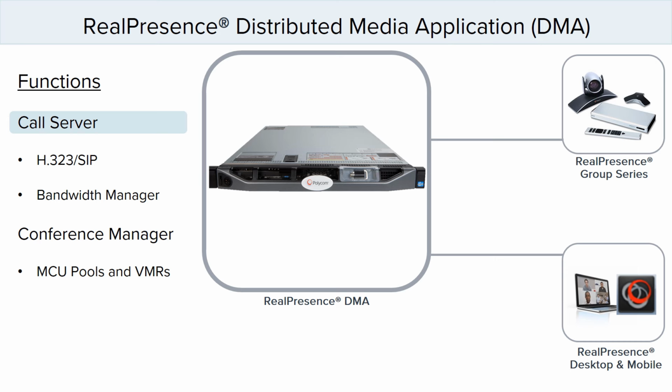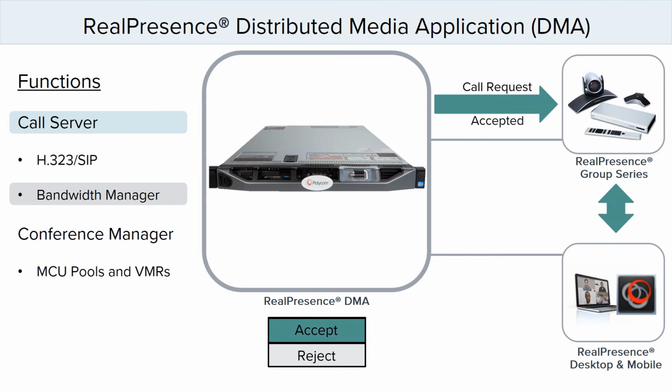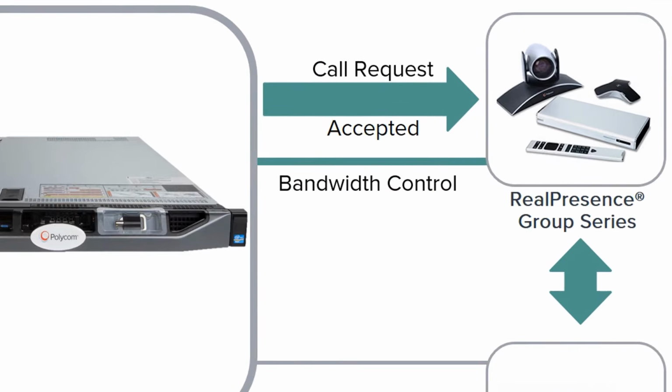One function of the DMA is to provide call server functionality such as H.323 Gatekeeper, SIP proxy, and registrar services, plus network topology control with bandwidth management. As the H.323 and SIP call server, the DMA receives incoming call requests and then makes the decision whether to connect the call or to deny the call. The DMA takes into account the network bandwidth limits that you configured when making these call decisions.